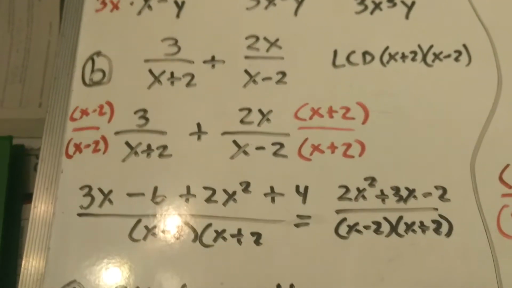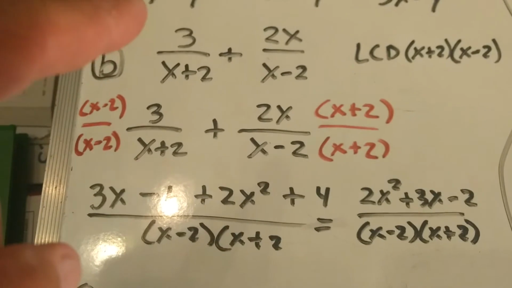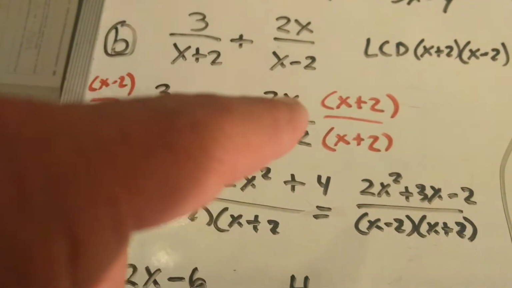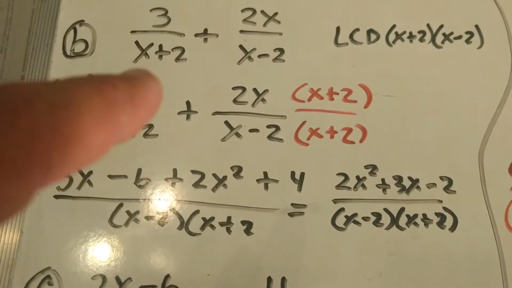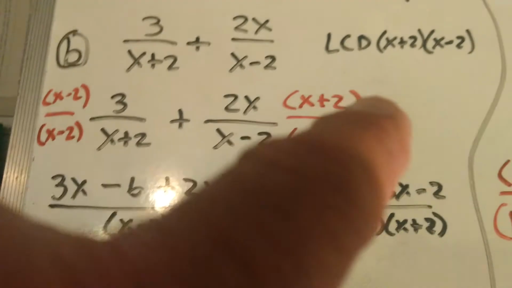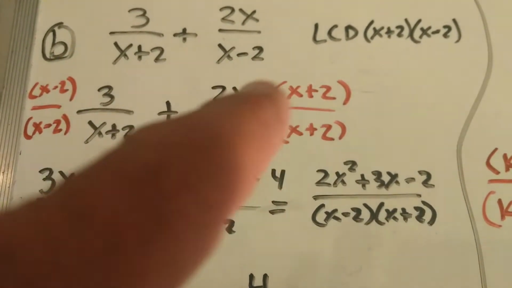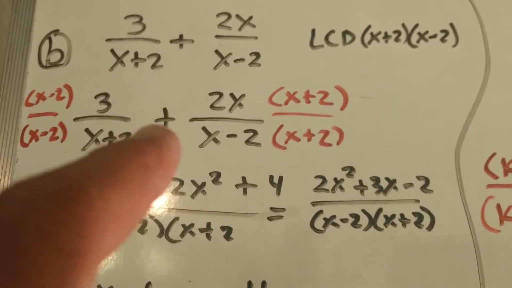The second one, letter B. We have 3 over x plus 2 plus 2x over x minus 2. Least common denominator. It's x plus 2, x minus 2. This is a factor. The whole thing's a factor. You can't split that up.